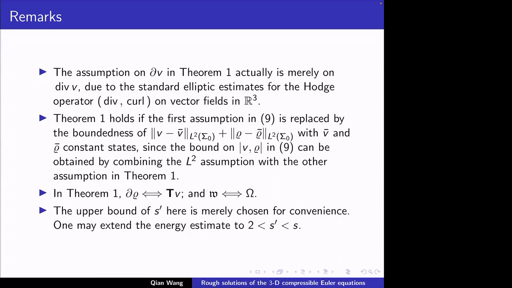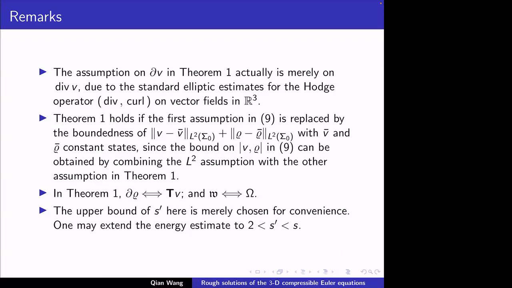Since you already assume something on W, that's already curl v. Anyway, this is just formality. We can recover the bound on partial v as long as we assume dv and curl v. The second thing is, again, about formality.